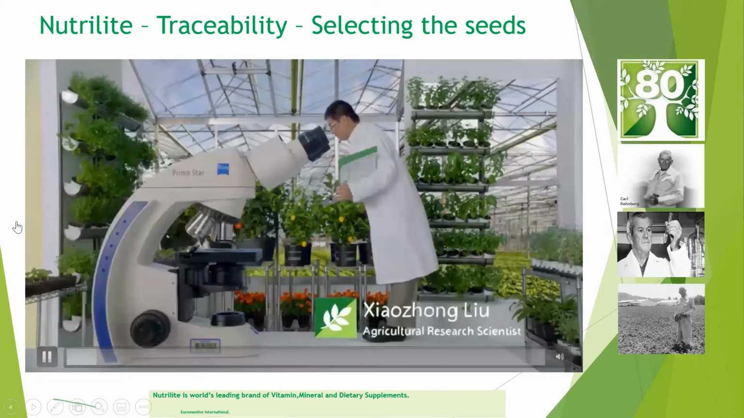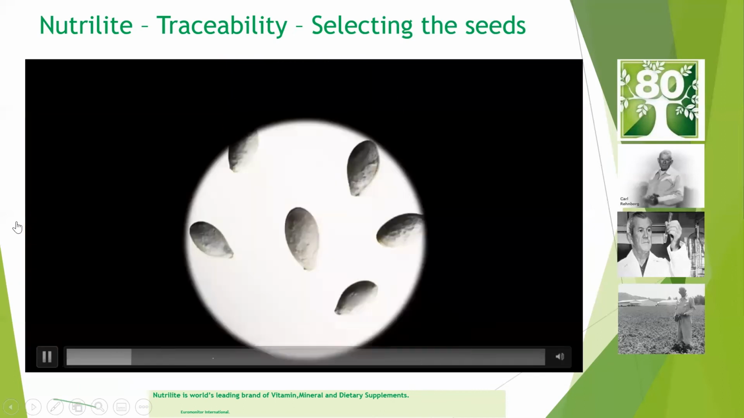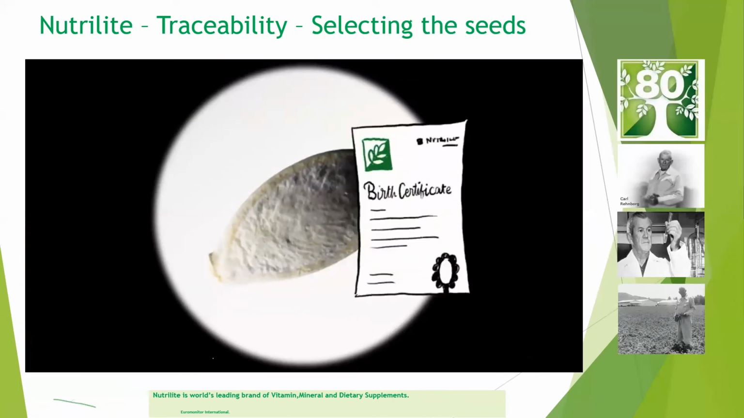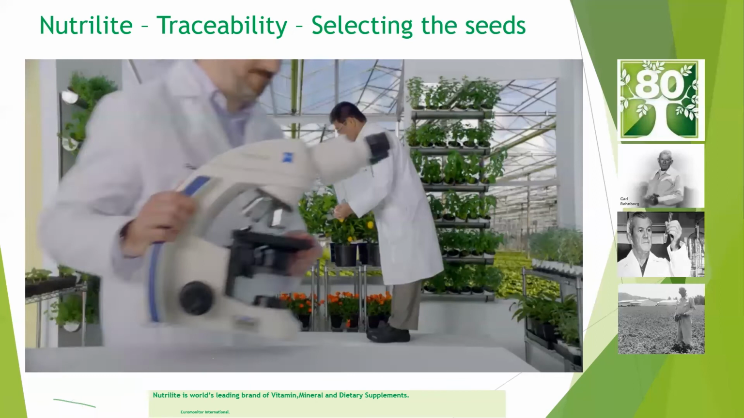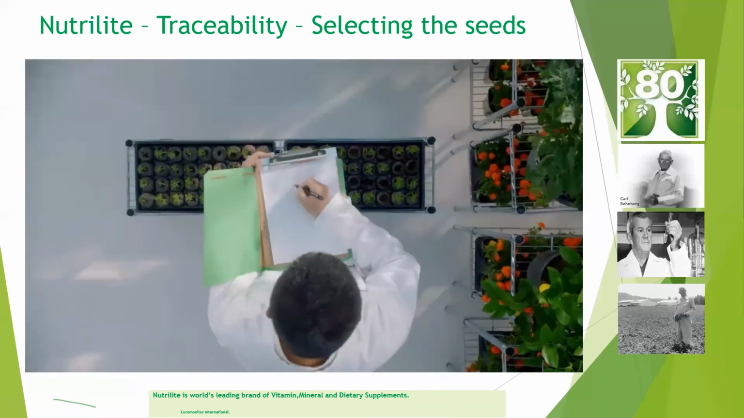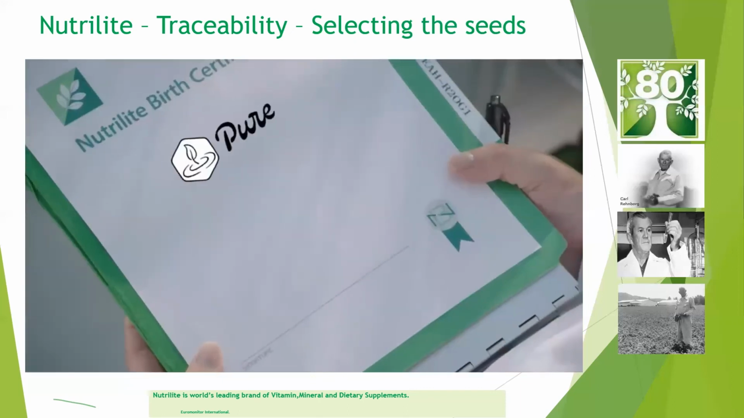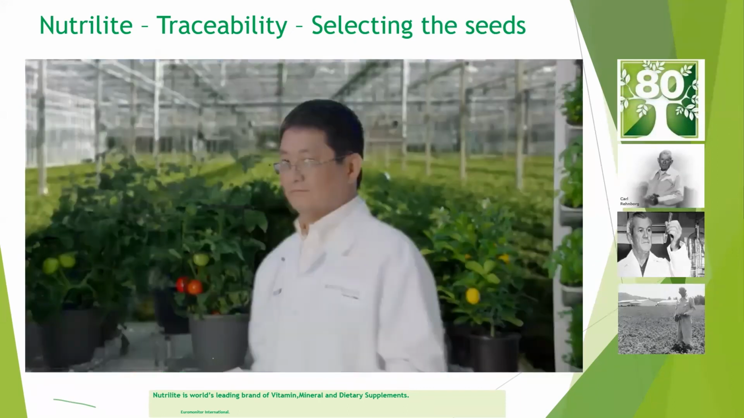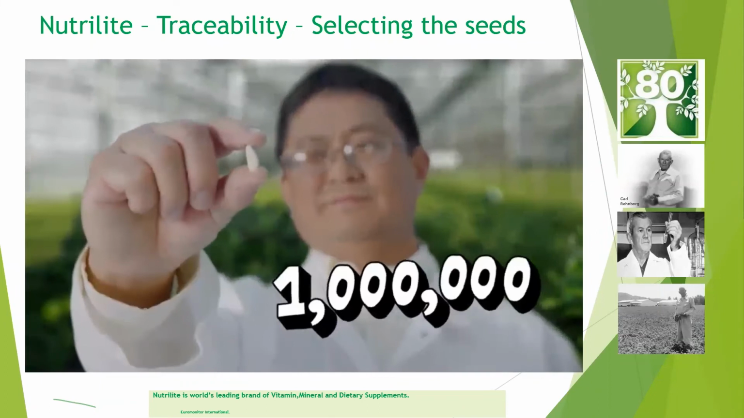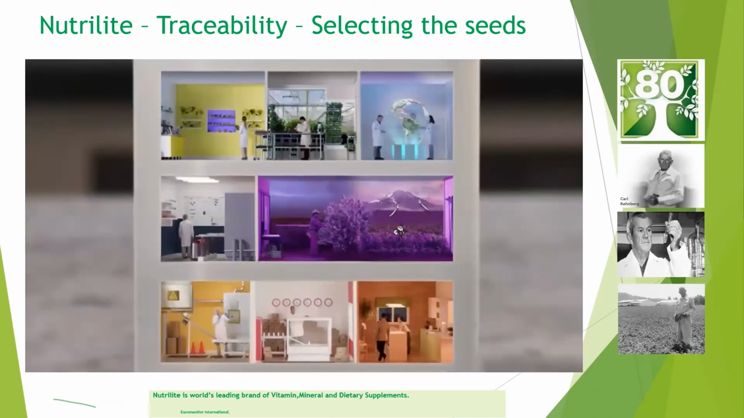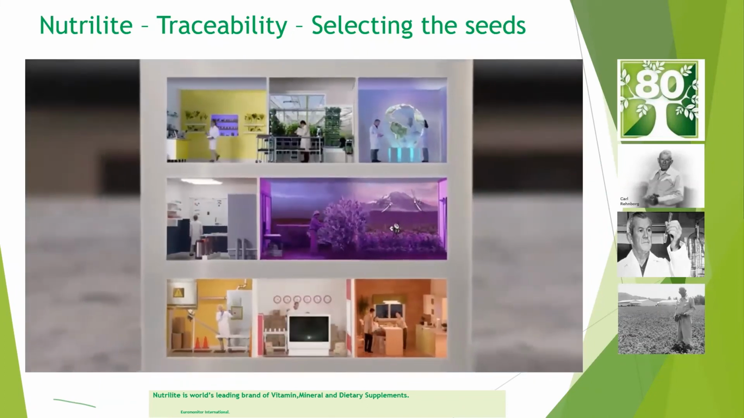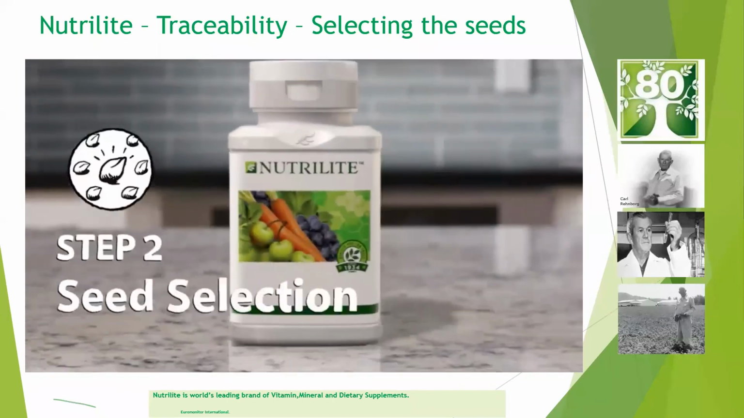Imagine a world where scientists cared so much for their seeds that they gave each seed its very own birth certificate, and where each birth certificate represents the life of that seed, tracking it from seed to plant to supplement, ensuring it remains pure, safe, and effective. 1 million seeds tracked every year. This is a world you don't have to imagine. This is the real world of Nutrilite traceability.